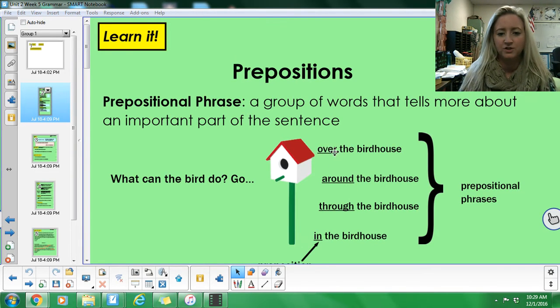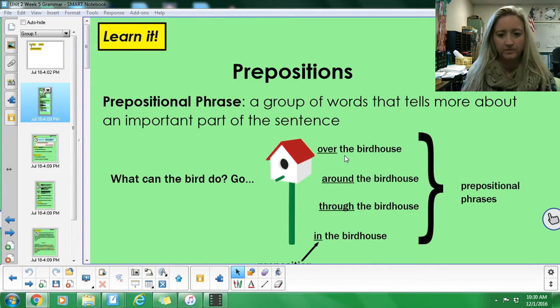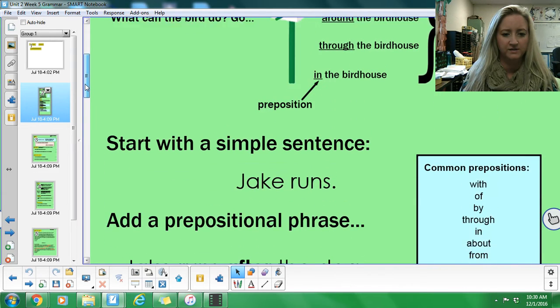So a prepositional phrase would be the 3 or 4 words that fit with the preposition. Now, a lot of times they have a rhythm like that: over the birdhouse, around the birdhouse, through the birdhouse. Now, it won't always have to be birdhouse. So let's look at some other options for prepositional phrases.